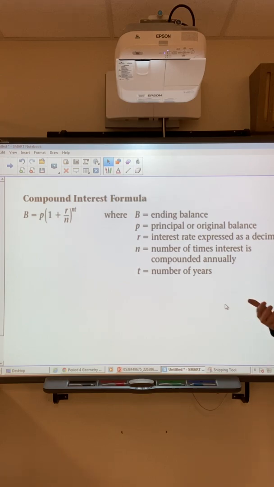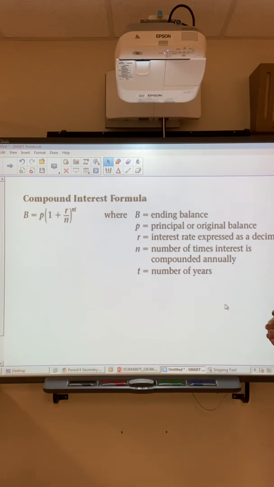Typically, things are compounded every day. So whatever interest you get that day, it's put into your account. Then the next day, it's put into your account. So the interest does add up, and after time, you will have a lot of interest in there.